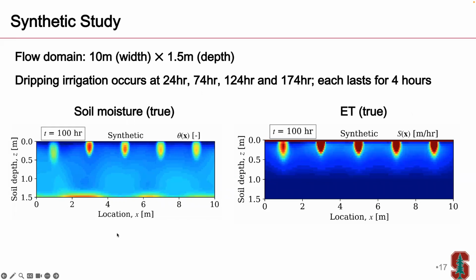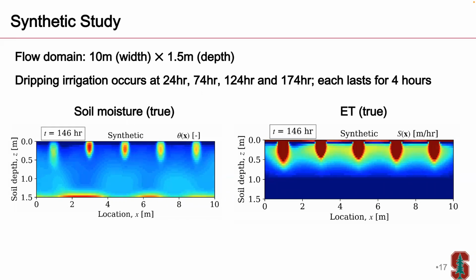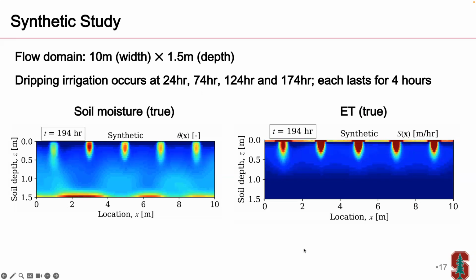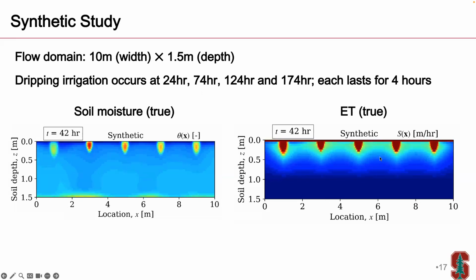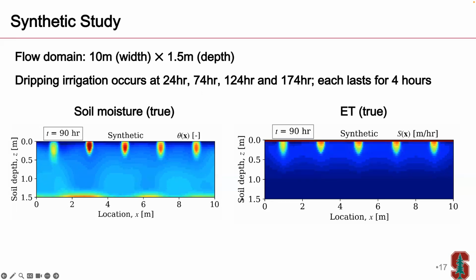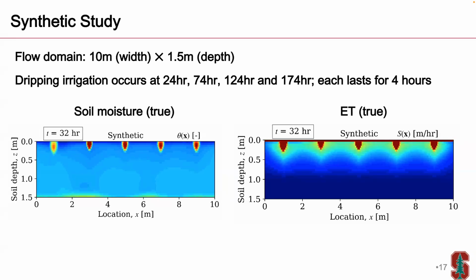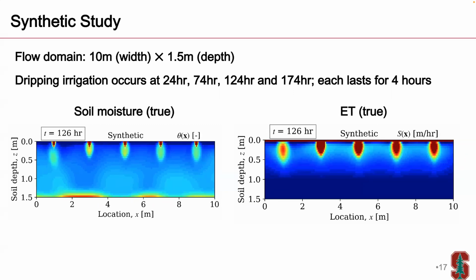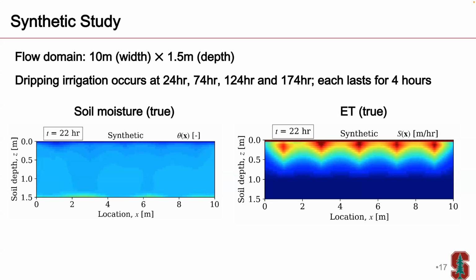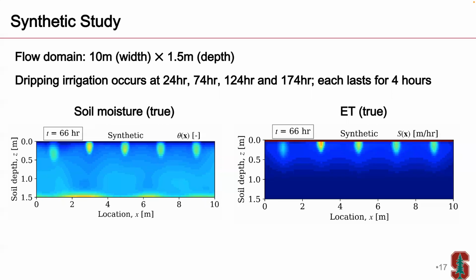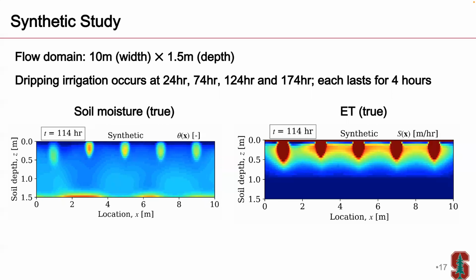And we solve the Richards equation and get the soil moisture and the evapotranspiration in this domain. And they are shown by these animations. And then we generate the soil moisture data from the synthetic soil moisture, and then run our novel implementation of the ensemble Kalman filter and maximum likelihood estimator to get the estimation of evapotranspiration and the soil moisture.